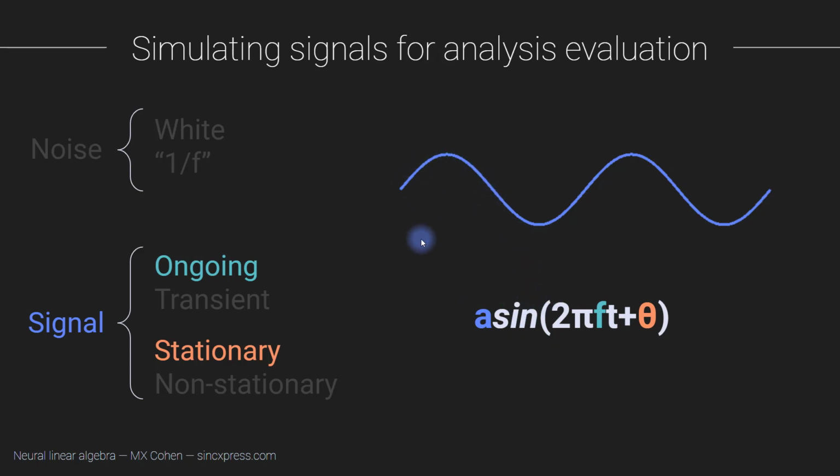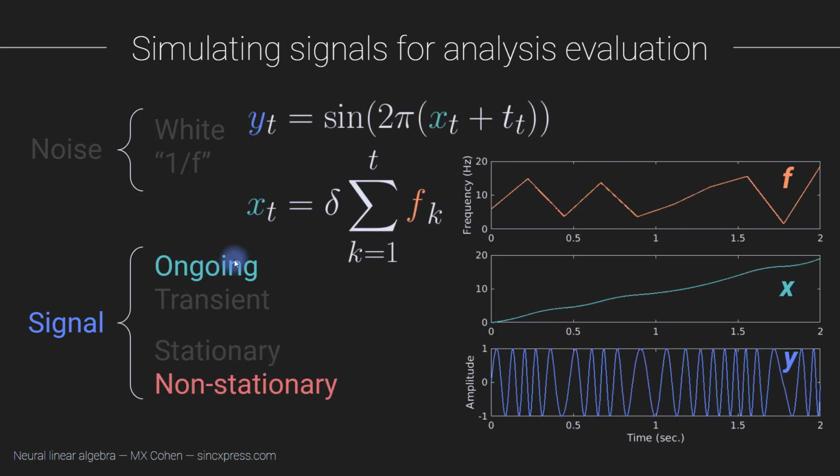This I call ongoing stationary. It's ongoing because it's just ongoing. And it's a stationary signal because its properties are not changing over time. So it has one parameter for frequency and one parameter for amplitude, and that is constant over time. We can modify this to have a non-stationary ongoing signal. And that's going to give us a result that looks something like this.